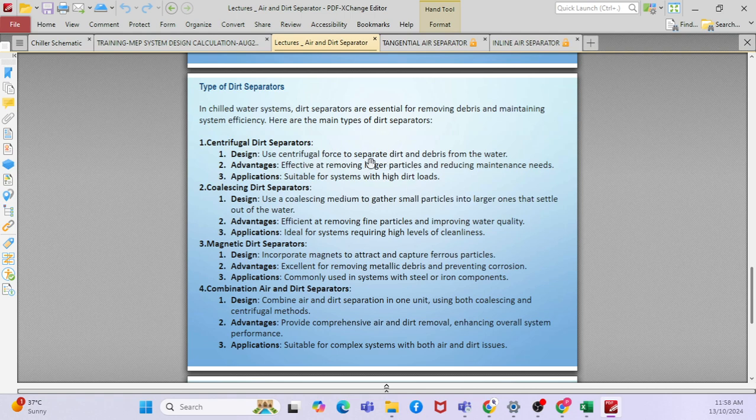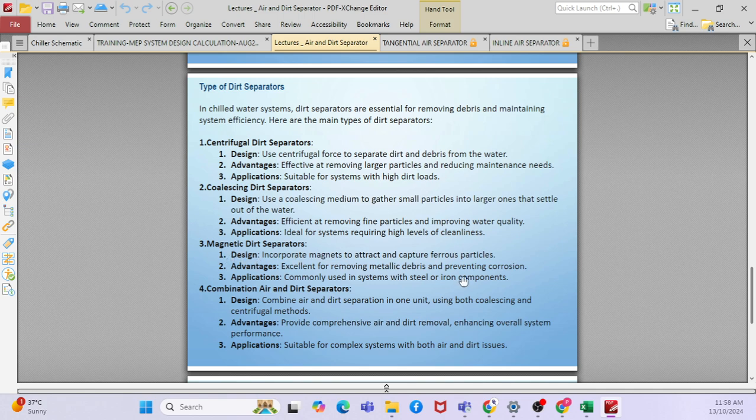So this is one of the technologies. Then the coalescing dirt separator uses a medium to gather small particles. In an air separator, it gathers small bubbles into big bubbles. Here it is gathering small particles into larger particles. That is the coalescing dirt separator.